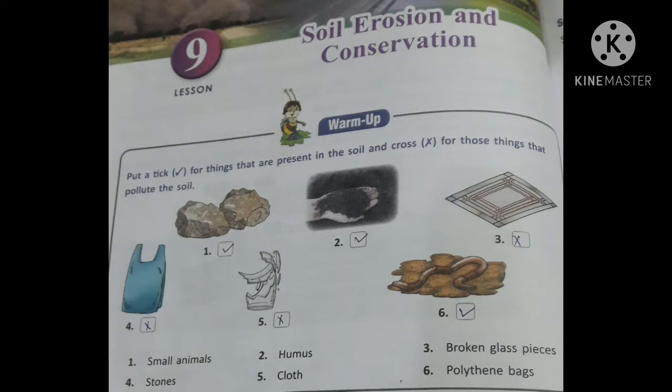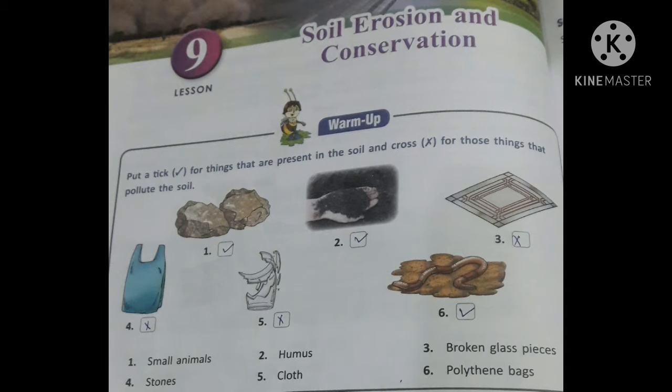Children, here is a warm up activity first. Now you have to put a tick for the things that are present in the soil and a cross for those things that pollute the soil. The first thing is stones. They are present in the soil.